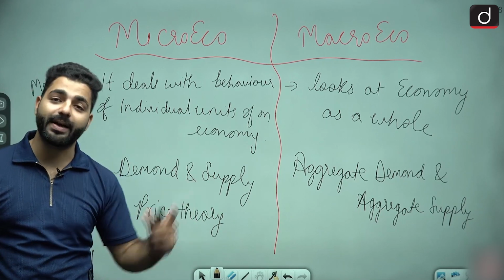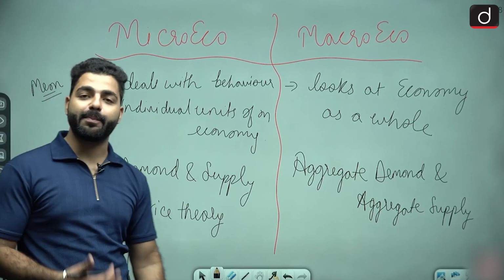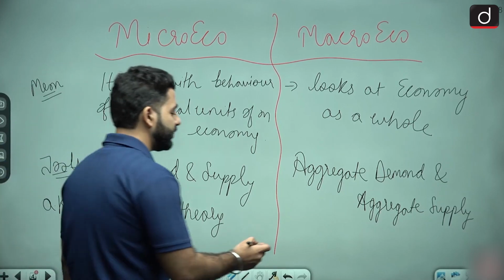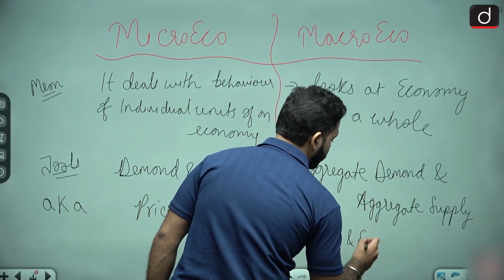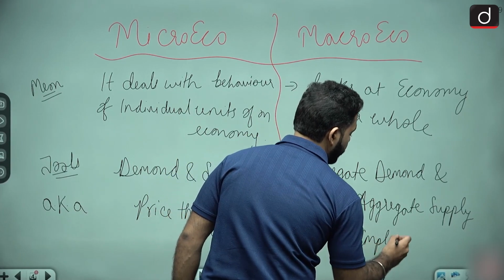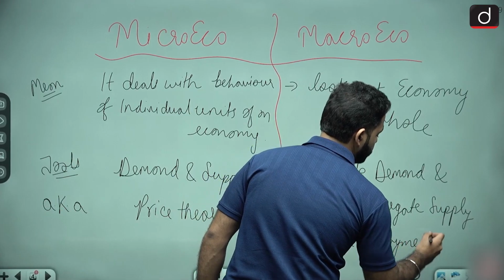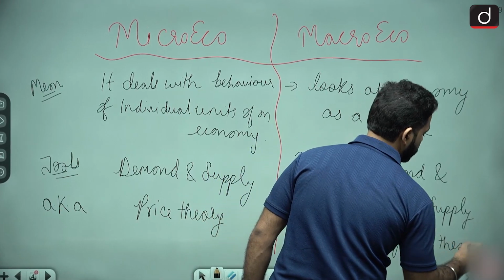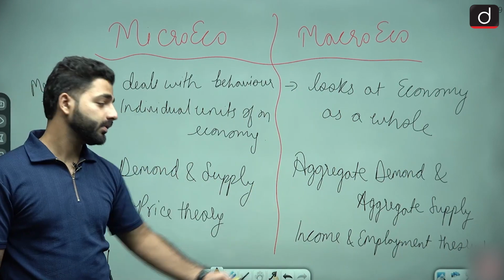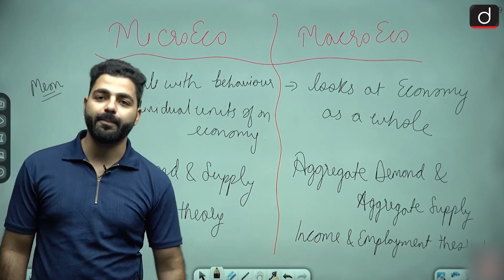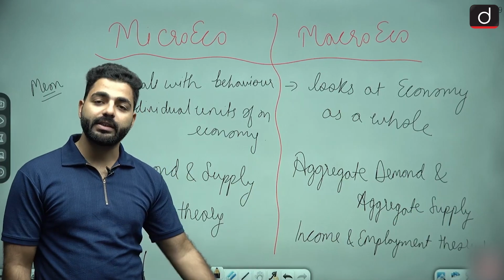And if we talk about the macro, it talks about income and employment. So it is income and employment theory. Got it? So price theory and income and employment theory. So these are the 3 points.